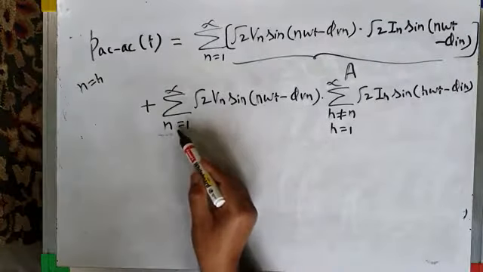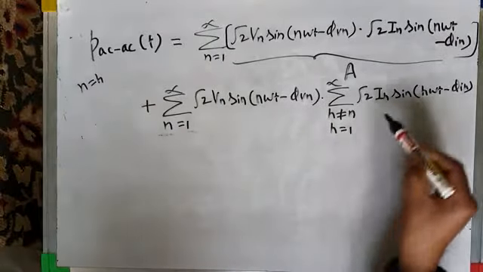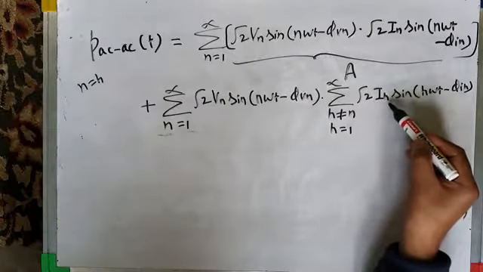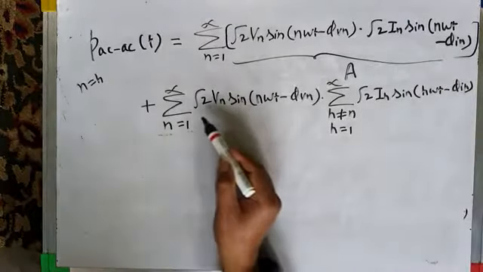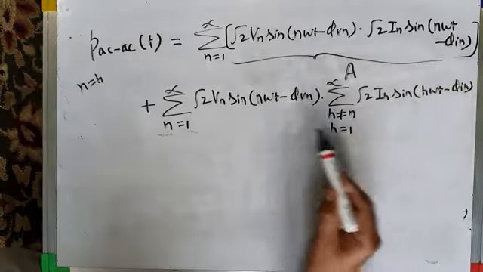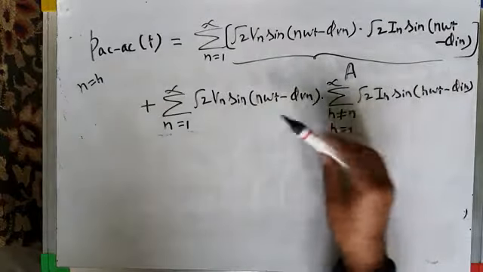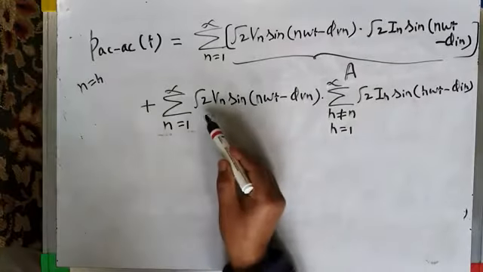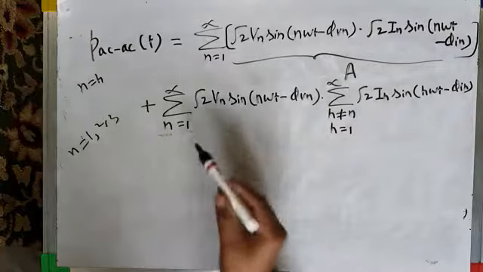So here when n is equal to 1, this will be root 2 V1 sine of omega t minus phi V1. At that time you don't have to take h equal to 1 because h is not equal to n. Take, say for example, h equal to 2, so it will be root 2 I2 sine of 2 omega t minus phi I2. I mean, if n is equal to 1 here, h will be other than 1. If n is equal to 2 here, h will be other than 2. So when you multiply these two terms, you have to take different frequency components, n not equal to h. If you take n equal to 1, 2, 3, your h will not be 1, 2, 3. It will be different.